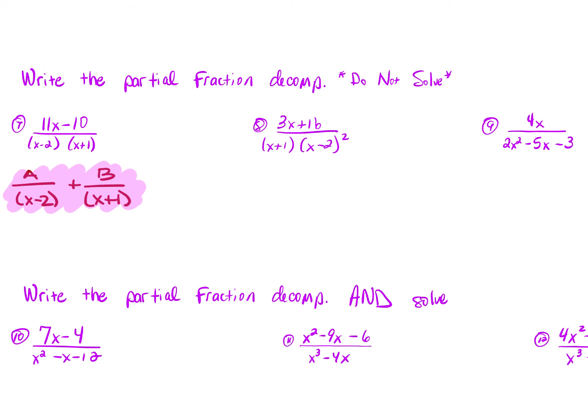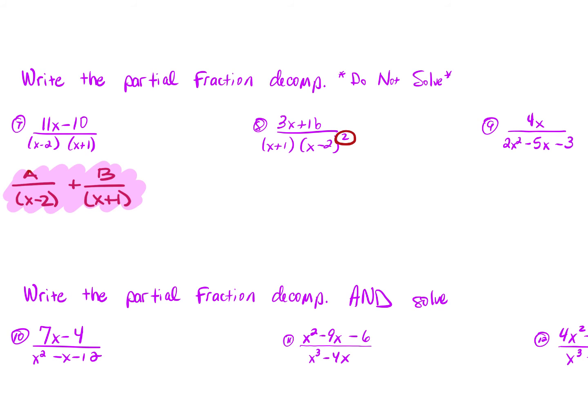For number 8, we have 3x plus 16 over x plus 1 times x minus 2 squared. Now this one's a little different than ones that we've done in the past because we have that x minus 2 raised to the second power. So whenever we have a binomial raised to a power in the denominator, when we're decomposing these, we are going to keep in mind every power below that one that's given to us as well.